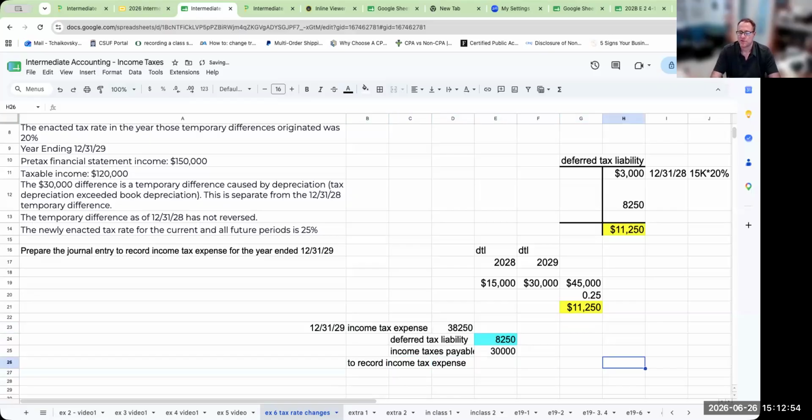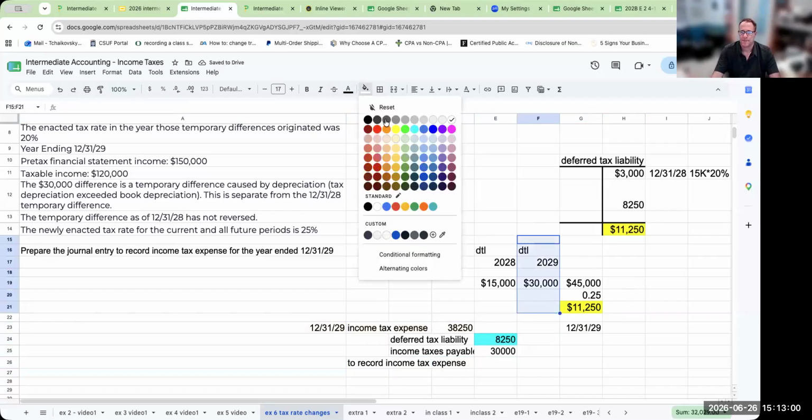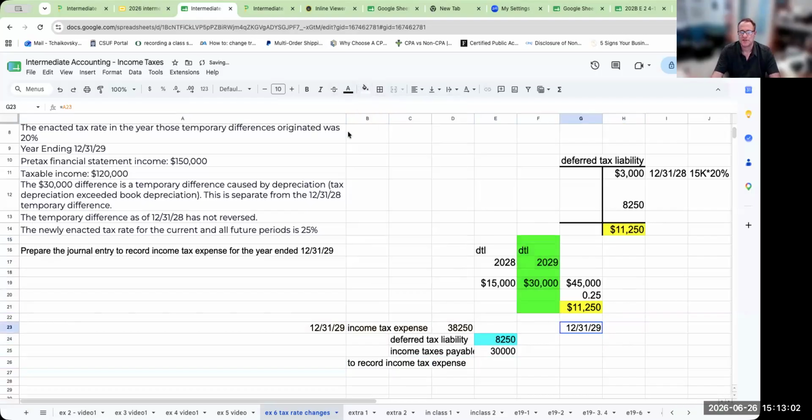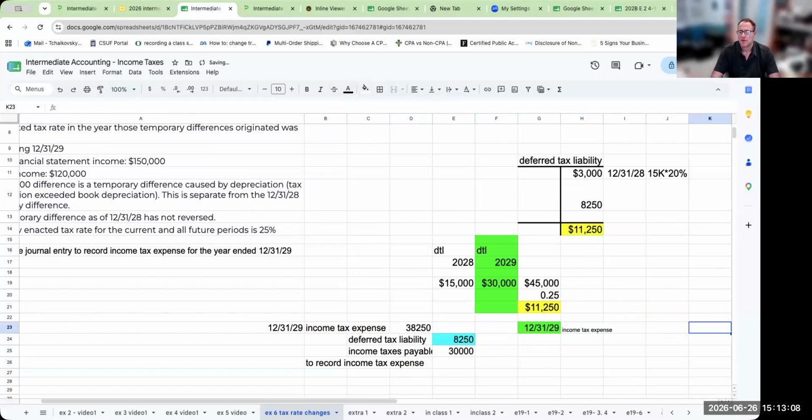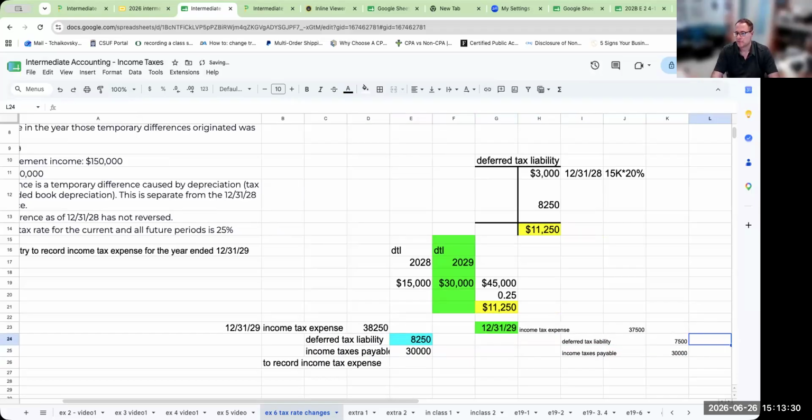And I want to take us back to what we were just looking at. If I only had 2029, so if I was only dealing with 2029, what would this look like? Well, you'd have income tax expense. This would be 150,000 times 25%. You would have income taxes payable at 120,000 times 25%. And then we would have a deferred tax liability of the 30,000 times 25%. So this is what it would look like if we had nothing prior going on.